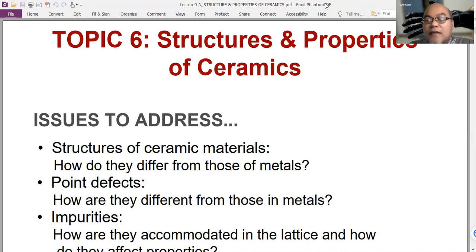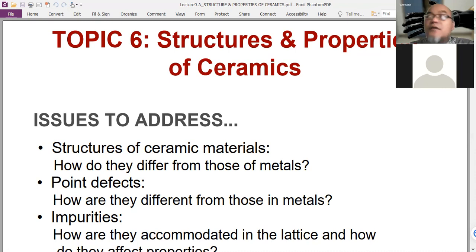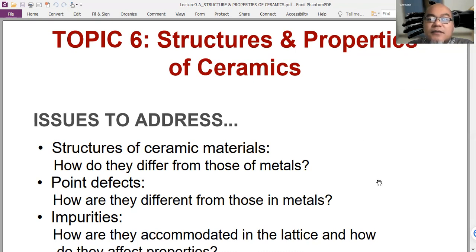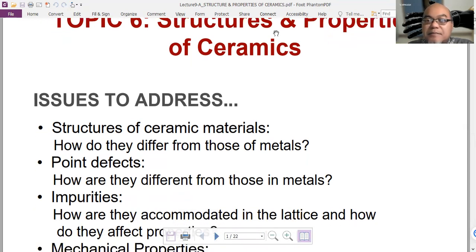But other types of material, for example ceramics, or also later polymers and composites, have their own specific properties, which may require different types of processing as well. So today, hopefully within the next 3 hours, we are going to finish discussing the structural properties of ceramics and then some applications of ceramics.